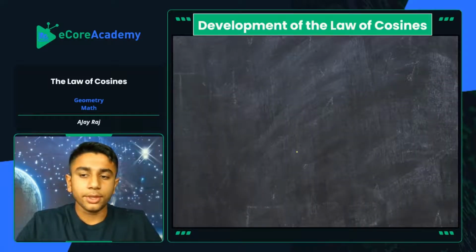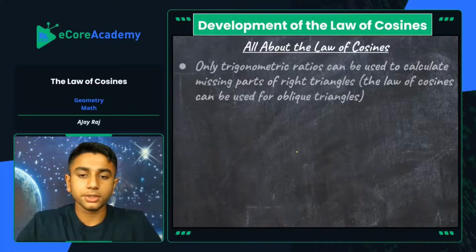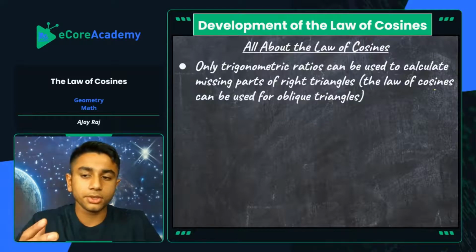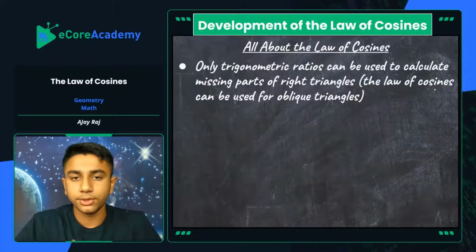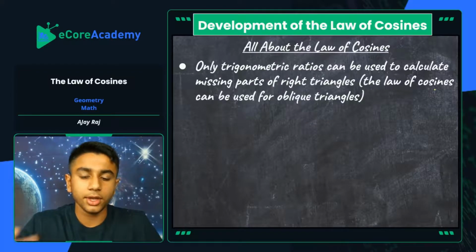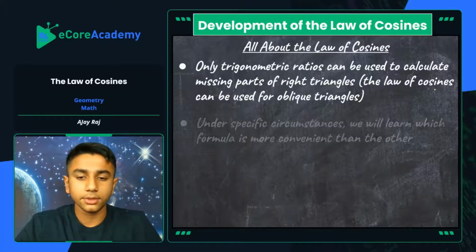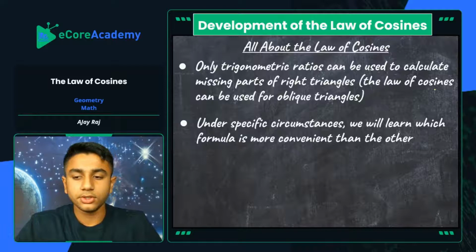So let's look at the development of the law of cosines. Only the basic trigonometric ratios can be used to calculate missing parts of right triangles. So your basic ratios such as sine, cosine, and tangent, not the laws, just those basic functions that you're going to input into your scientific calculator, are only going to be applicable to right triangles. But the law of cosines can be used for oblique triangles, likewise as the law of sines. And under specific circumstances, we will learn which formula is more convenient than the other.